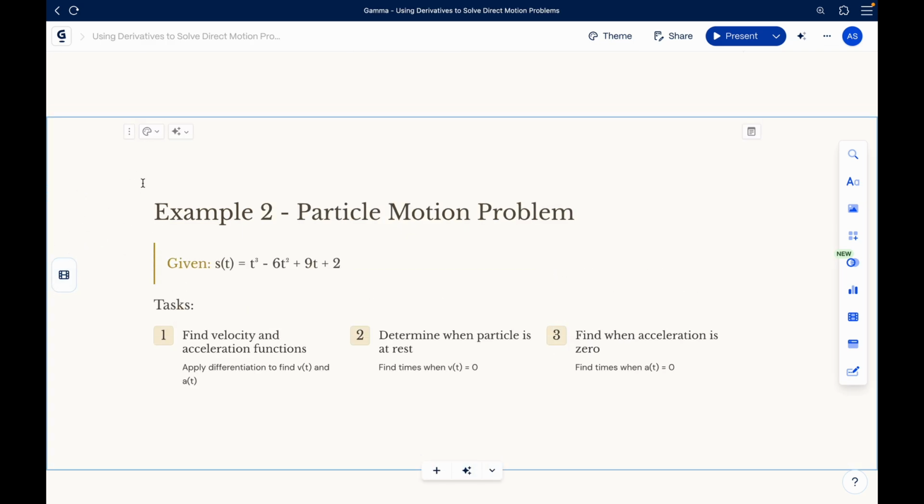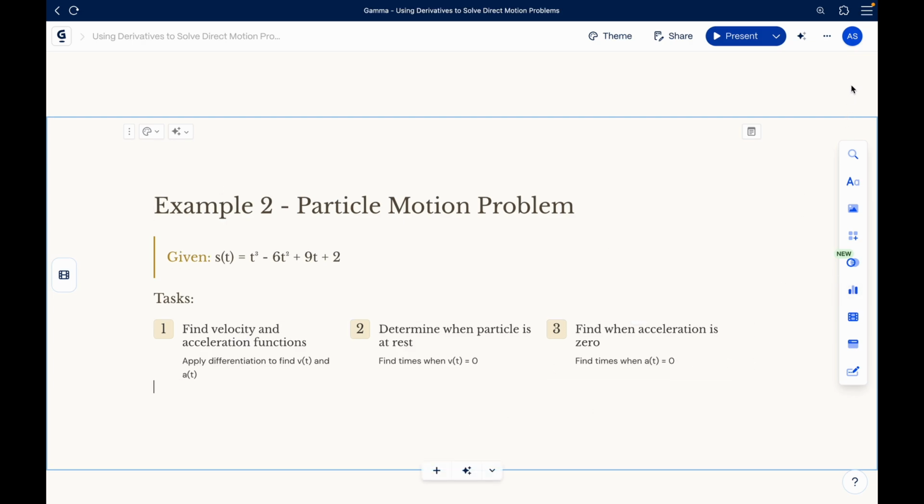Our next example is our particle motion problem. Basically, we're given s of t is equal to t cubed minus 6t squared plus 9t plus 2. First we have to figure out the velocity and acceleration functions, then we have to determine when the particle is at rest, then we have to find when acceleration is equal to 0. So let's get started on the first task.